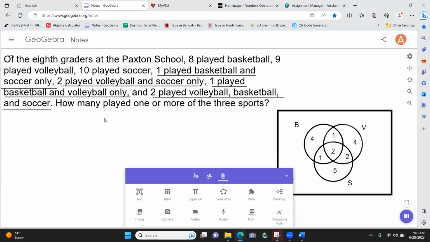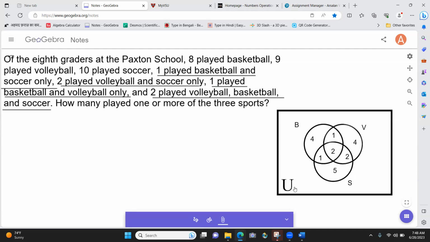Let's read the question of eighth grade setbacks. Eight played basketball, nine played volleyball. How many played one or more of the three sports? By the way, guys, of course, there are people in the school who didn't play any of the three sports, right? They would belong outside the three circles. Now, the question doesn't talk about these people, which is fine. So they're saying how many played one or more of the three sports?